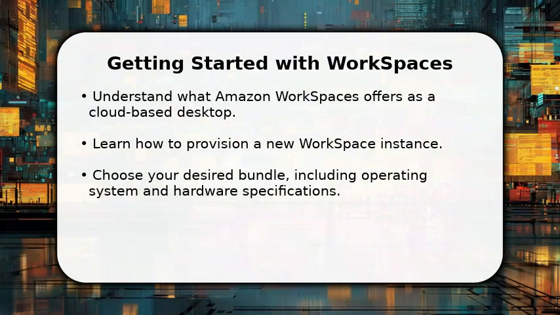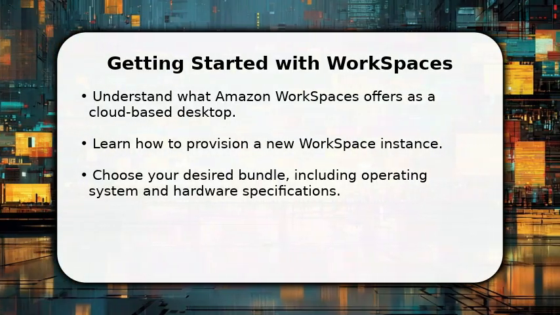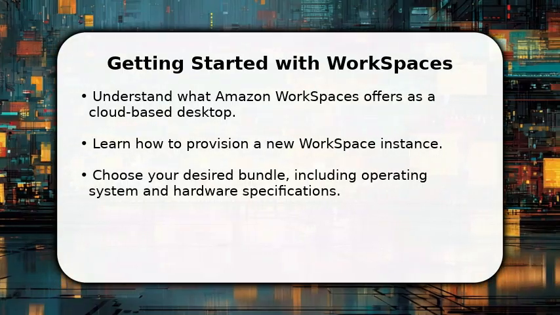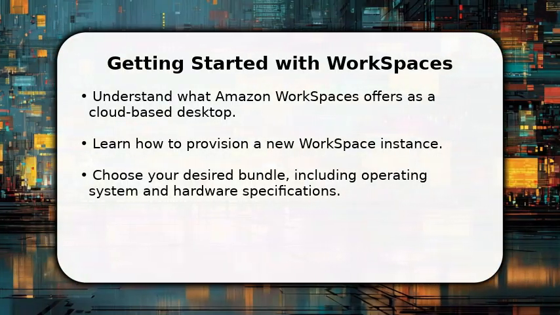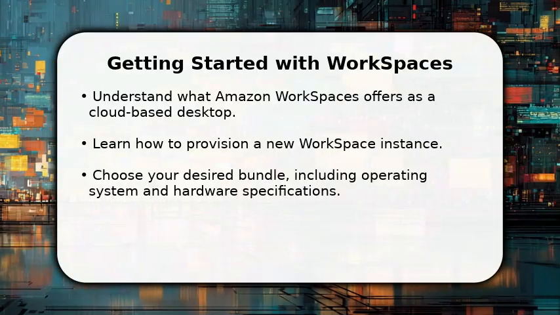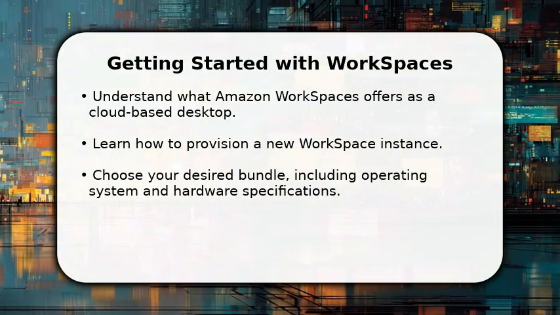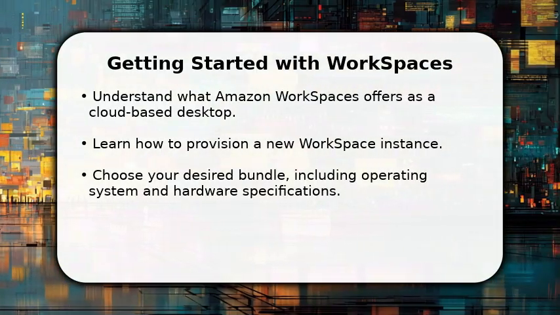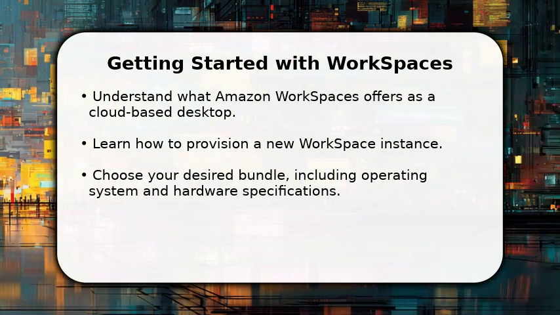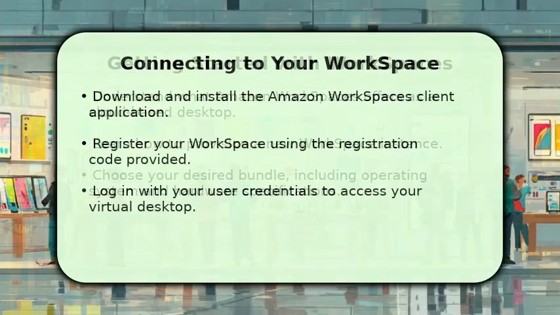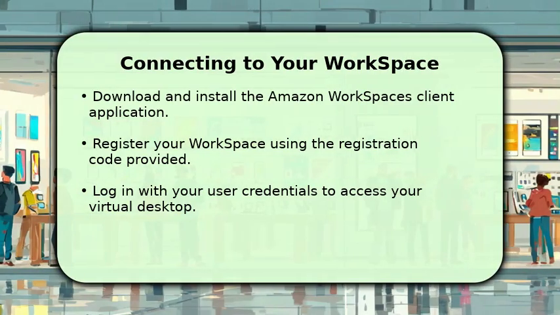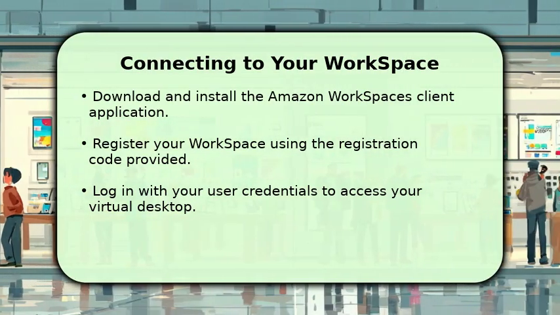You'll need to select a bundle, which defines the operating system, CPU, memory, and storage. For example, you might choose a standard bundle with 2 vCPUs, 4 GB of memory, and 80 GB of storage. This process typically takes about 20 minutes to complete. Once your workspace is provisioned, you'll receive an email with a registration code.